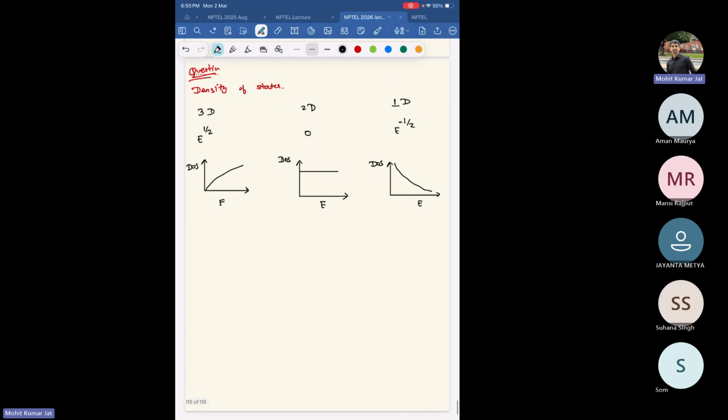The primary essence is that in 2D, the DOS is almost constant, but that breaks down in the case of graphene, and we will see that. So the energy expression which we have in the case of graphene. So the question is, determine the density of states.